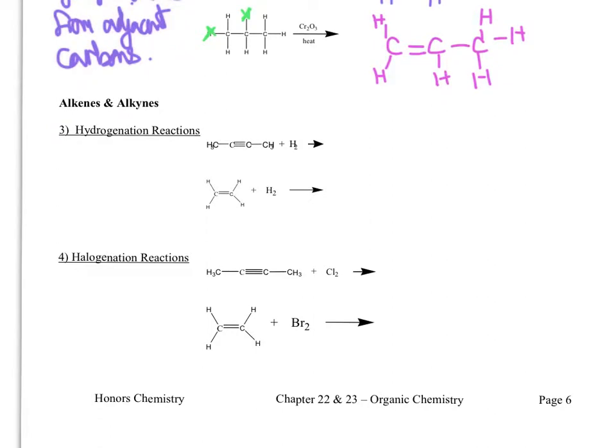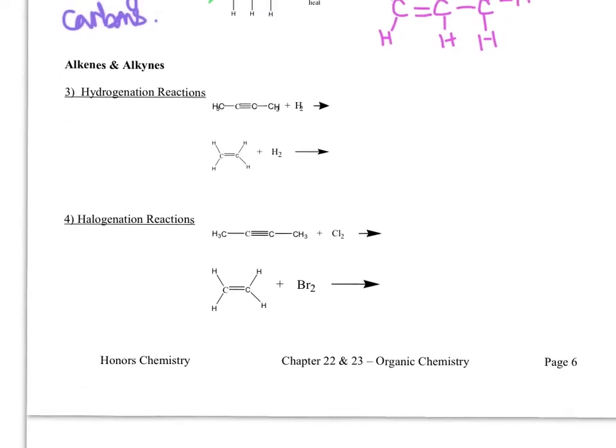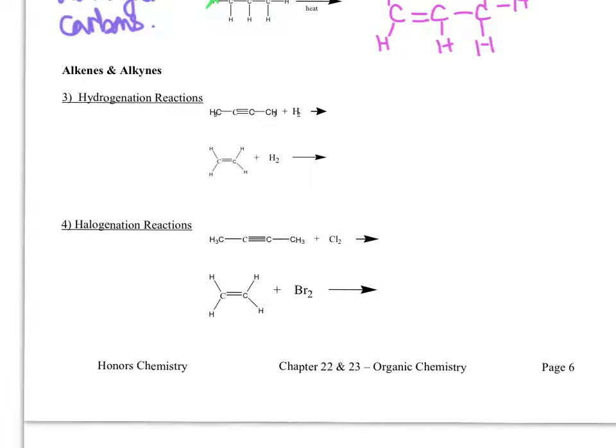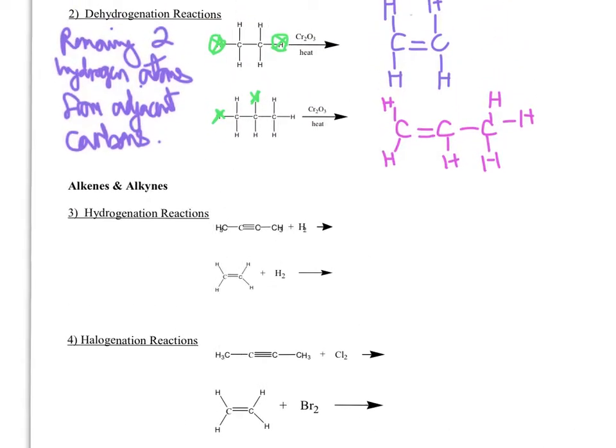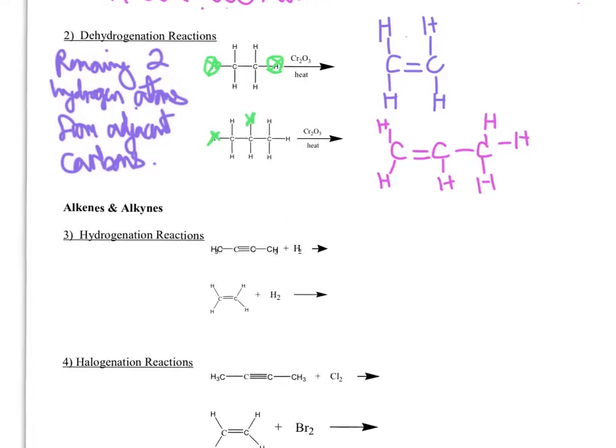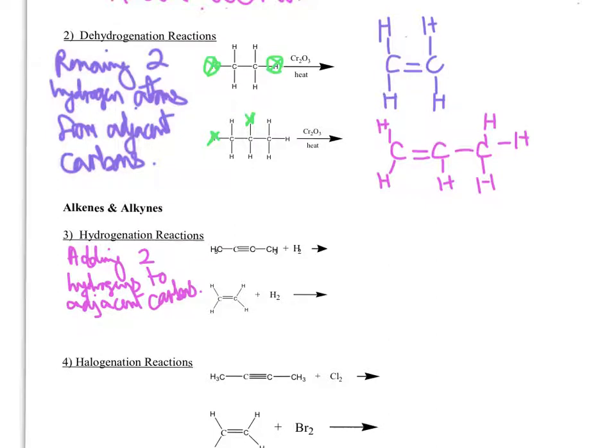Let's look at alkenes and alkynes. So if I have a triple bond or a double bond in my reactant, we have 2 types of reactions here. The first one is called hydrogenation. That sounds kind of familiar, right? We just did dehydrogenation. This one is hydrogenation. So guess what? This is the opposite of that one. So instead of removing 2 hydrogens, I'm going to add 2 hydrogens to adjacent carbons.